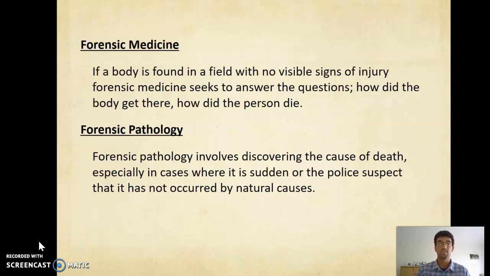Moving on once again, we have forensic medicine and forensic pathology. These things can be very well connected. So forensic medicine, if a body is found in a field with no visible signs of injury, seeks to answer the questions: how did the body get there, and how did the person die? Well, that connects with forensic pathology because pathology is all about discovering the cause of death, especially in cases where it is sudden or the police suspect foul play, such as murder. So this deals a lot with autopsies and stuff like that.